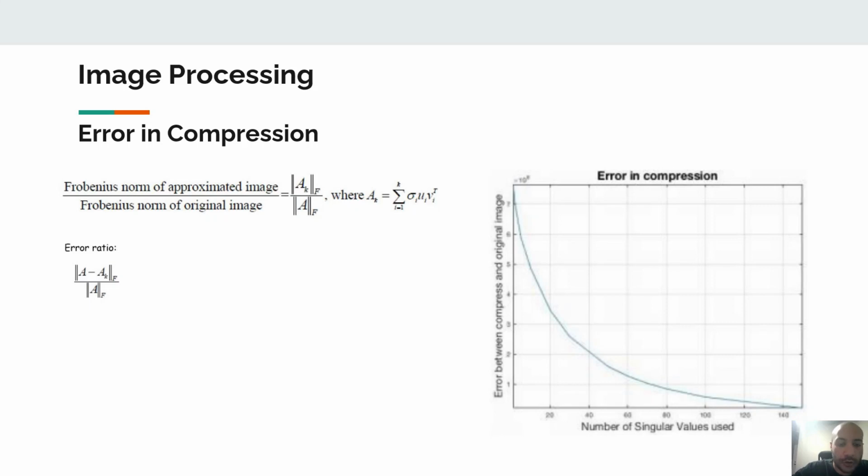So here is the error in compression. The thing that we did is actually called compression. So the error is what? The error is the norm of the new matrix divided by the norm of the old matrix. This gives us the error in compression. You can see here, if I took a small number of singular values, the error is relatively high, of course. But when it's approaching almost the full rank of the matrix, the error is flattening and reaching 0.